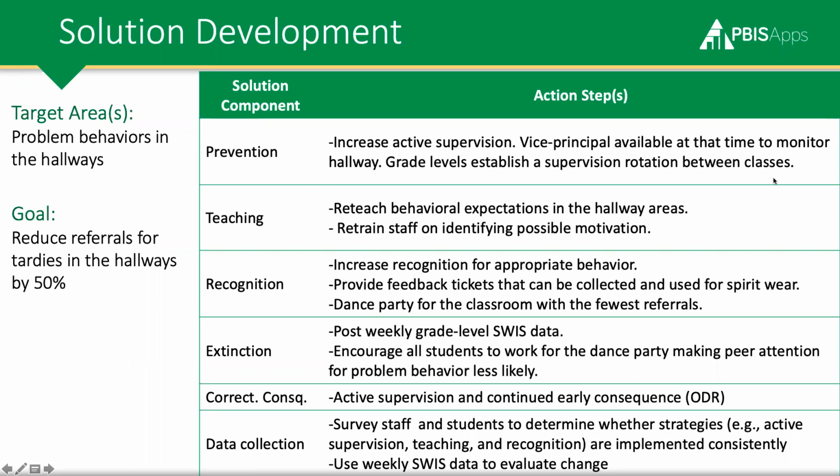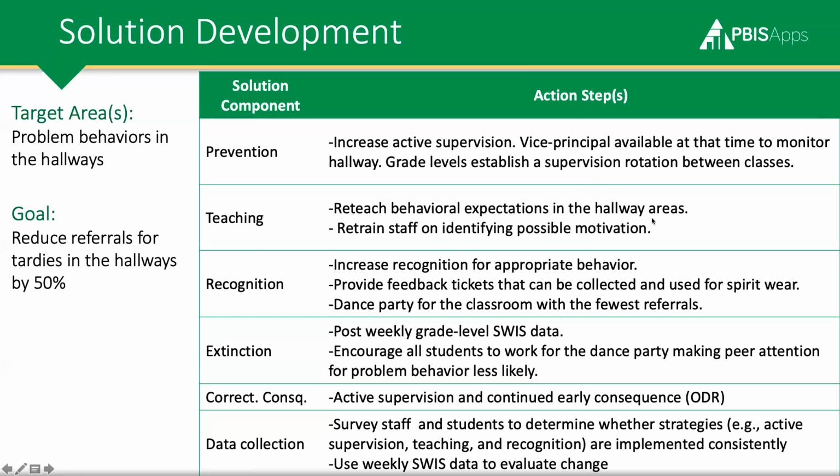Prevention, look at that prevention piece. Can we do anything to prevent the problem behavior from happening? Well, they start out by saying, how about if we increase supervision? Yeah, that's kind of a no-brainer. Let's get more people out there. And the vice principal is also available at that time to monitor the hallway. And they asked the grade levels if they would establish a rotation between the classes. So not everybody out there, but just let's rotate. So this is my week, or this is my day. I know Monday I get out there and I'm gonna supervise and get kids to class on time. That's a good prevention plan for reducing tardies in the hallway by 50%.